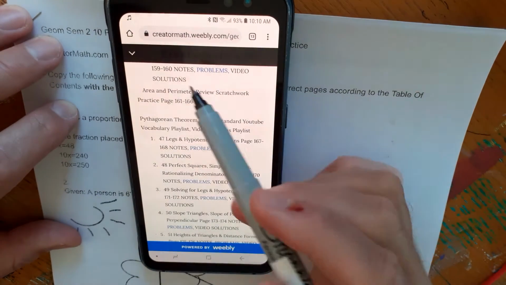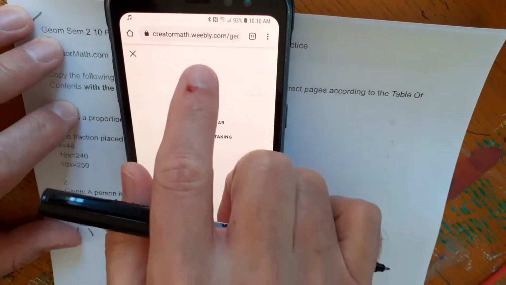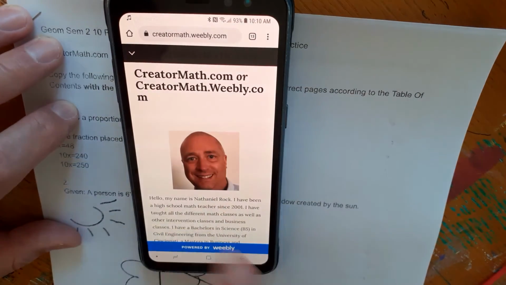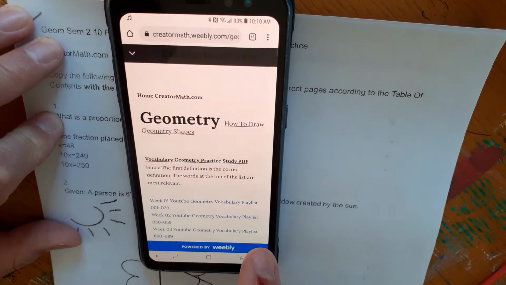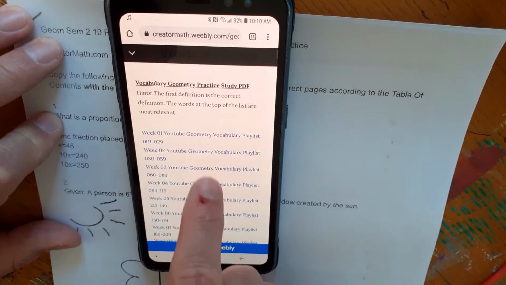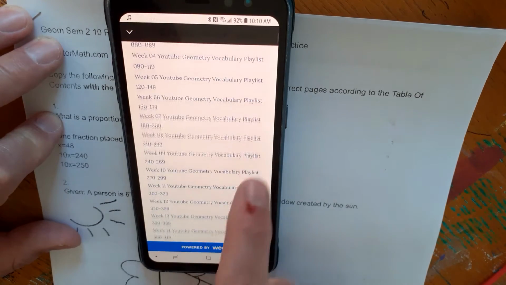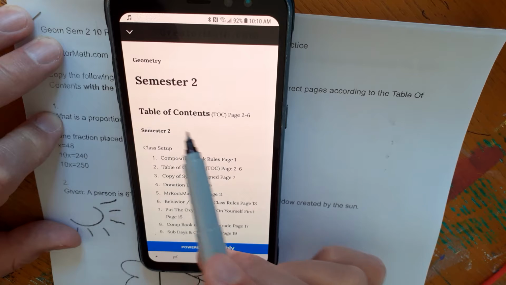See if this is visible. So creatormath.weebly.com. Here's what the home page looks like. Click Geometry to go to the Geometry tab. Pass by the vocabulary. Here's the all-important PDF list of all the vocabulary for the course for this semester. Go to Semester 2, Table of Contents.